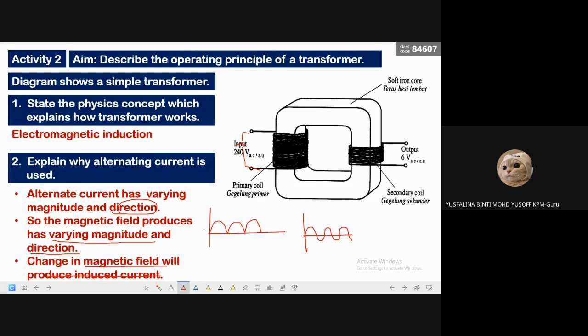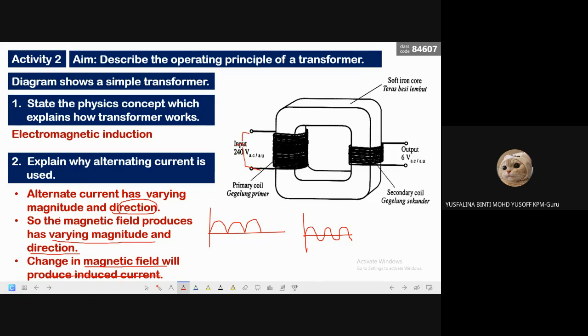You need to have a changing of magnetic flux. What does it mean by changing of magnetic flux? Whenever you cut it off, of course there will be a changing of the magnetic flux, right? So that one will produce the induced current.